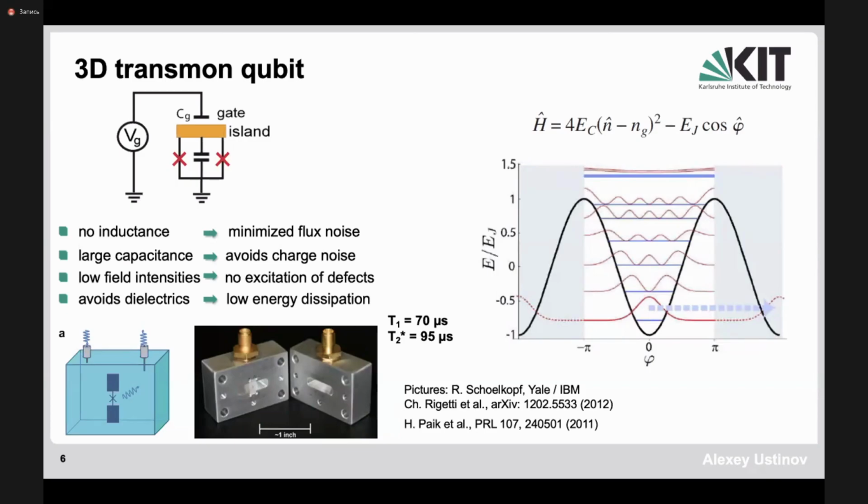It has large capacitance due to this large electrode. It has low electric field intensity, and therefore it doesn't really excite as many defects as two-dimensional transmons do. And it avoids dielectrics. So basically, replacing the lossy dielectric by vacuum makes the energy dissipation very low.